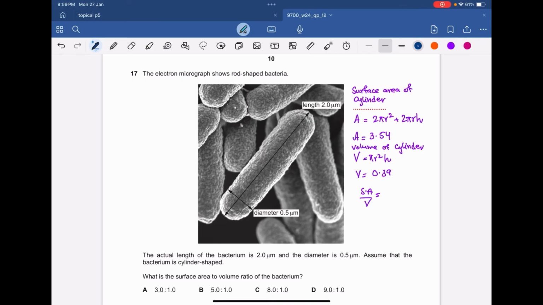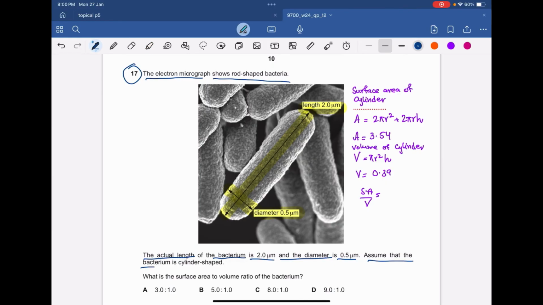Now let's move on with question number 17. Question number 17 says that the electron micrograph shows a rod-shaped bacterium. The actual length of the bacterium is 2 micrometers. Over here they are showing the actual length of the bacterium, which is 2 micrometers. In the micrograph they are showing the diameter, and it is 0.5 micrometers.